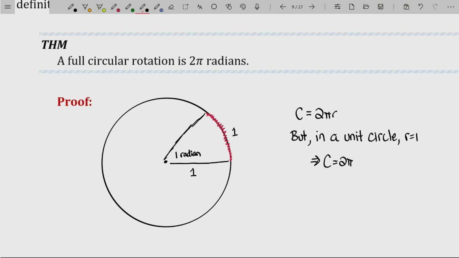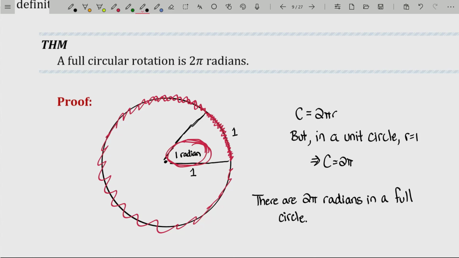So to extend that red highlighted region here to go all the way around, I just need to multiply it by 2 pi. I need 2 pi times that to get all the way around, which means I need 2 pi times this to go all the way around. So 2 pi times the outer edge will get me all the way around. 2 pi times that angle will get me all the way around, implies there are 2 pi radians in a full circle.